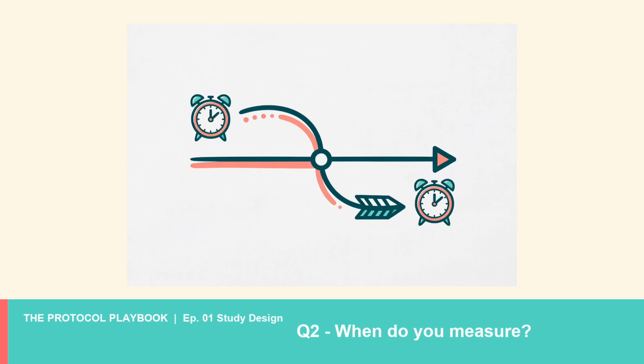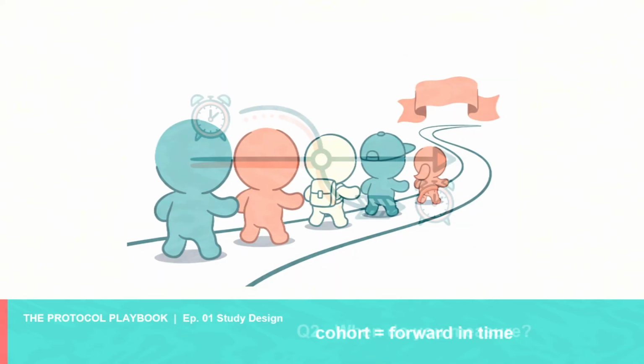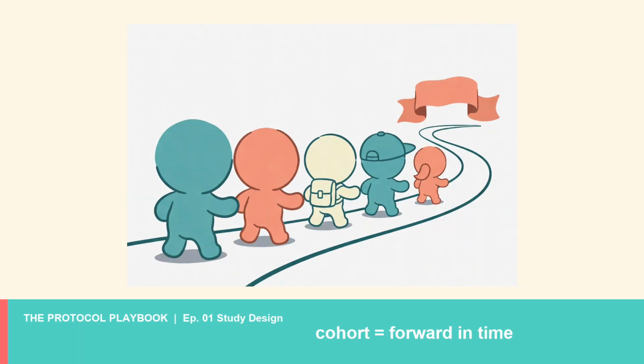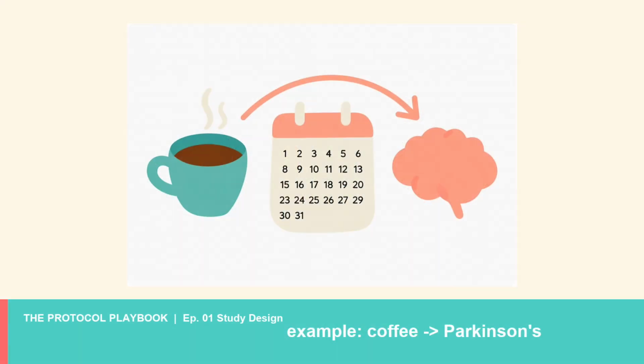Now, question 2 matters. Question 2, when do you measure? Are you looking forward in time or backward? If you're looking forward, you start with a group, measure their exposure, then follow them to see who develops the outcome. That's a cohort study. Example: you want to know if 20 years of coffee drinking changes the risk of Parkinson's disease. You can't randomize coffee, but you can follow a group of coffee drinkers and non-drinkers for 20 years.